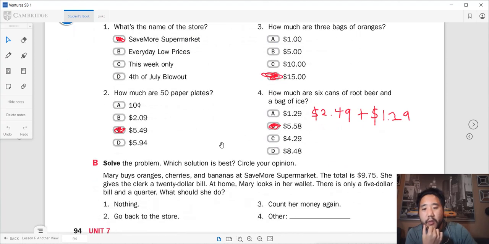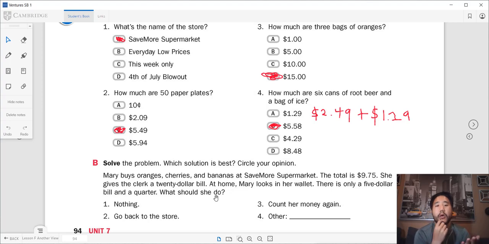Exercise 1B, solve the problem. Which solution is best? Circle your opinion. Mary buys oranges, cherries, and bananas at Save More Supermarket. The total is $9.75. She gives the clerk a $20 bill, so one $20 bill. At home, Mary looks in her wallet. There is only a $5 bill and a quarter. What should she do?